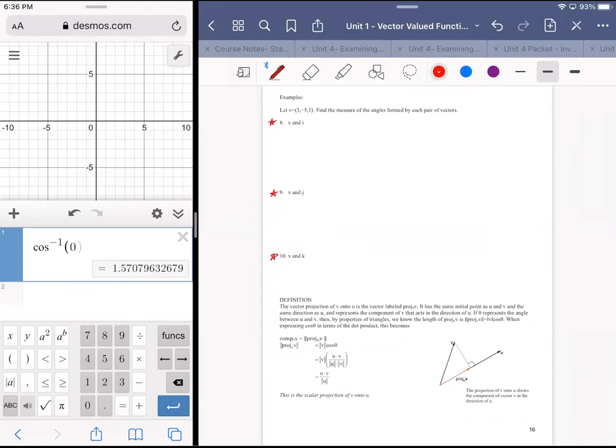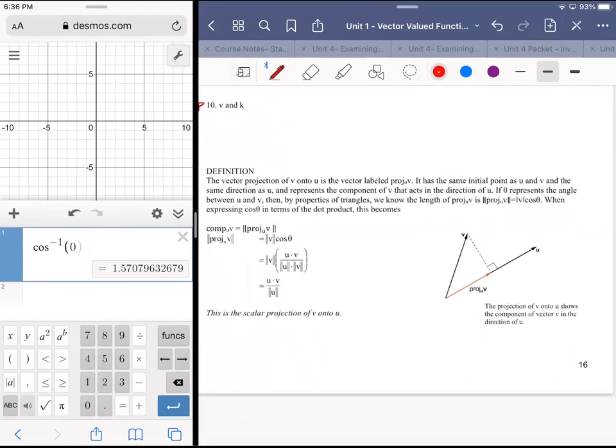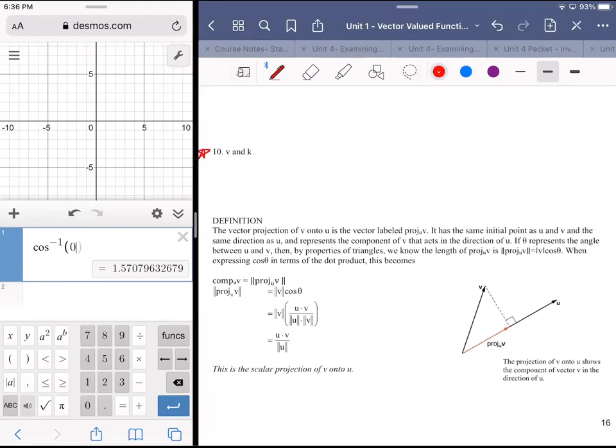All right. The vector projection, though, it's another one of those things where carrying out the process is not difficult, but I absolutely want you to be able to understand what the true meaning is. All right, I'll read the blurb to you. Definition. The vector projection of V onto U is the vector labeled proj, projection of V onto U. The little subscript of U is the thing that it's onto. It has the same initial point as U and V, and the same direction as U, and represents the component of V that acts in the direction of U.